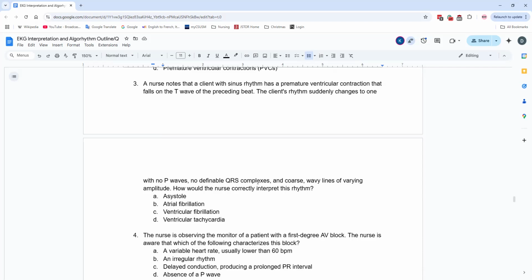So we have no P waves, no definable QRS, coarse wavy lines of varying amplitude. Anyone else want to take a shot at it? It's okay if not. I feel a little brain dead too.